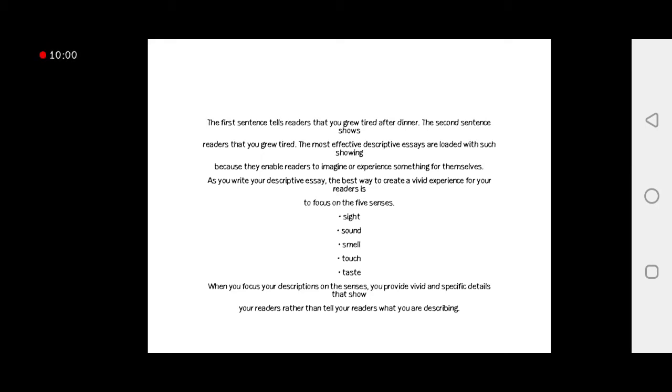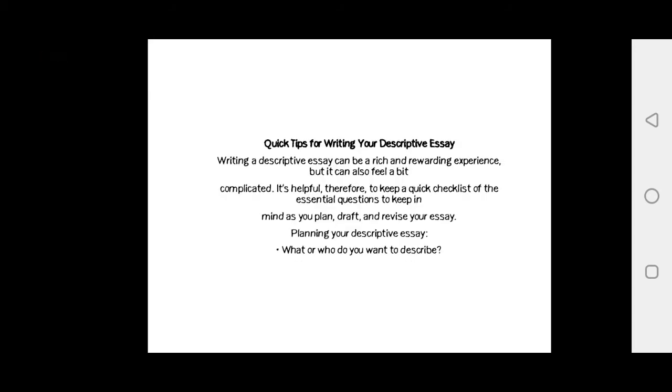What does it smell like? There are so many words. Does it smell putrid? Does it smell nice? What does it feel like? When you touch it, how does it feel? Is it soft? Is it hard? Is it smooth or rough? And then the taste. Does it have a good taste or a bad taste? When you're able to analyze all of the five senses in regards to whatever your subject is, you would be able to give a very fantastic descriptive essay. Now let's go over to quick tips for writing your descriptive essay.